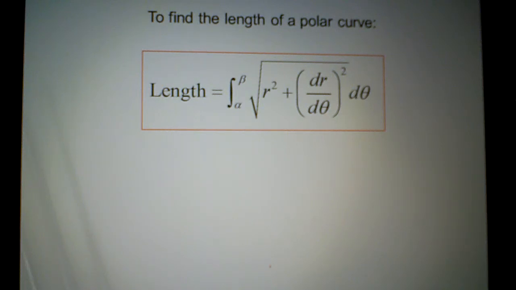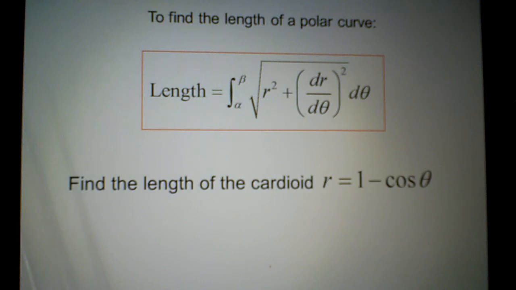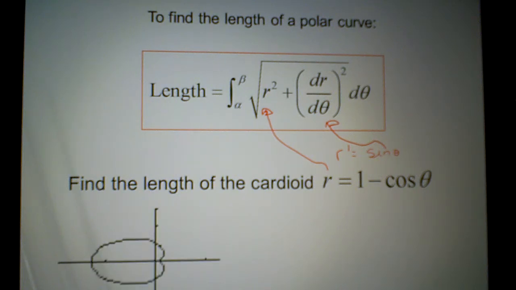So if I gave you this example, where I asked you to find the length of the cardioid, where the radius was equal to 1 minus cosine theta, the only thing you need is r right there, and you just need to take r and square it, and in here you need r prime. The derivative of 1 minus cosine theta is sine theta. So you're going to put sine theta there. Again, you're going to have your calculator, although this turns out to be very nice with some trig identities.